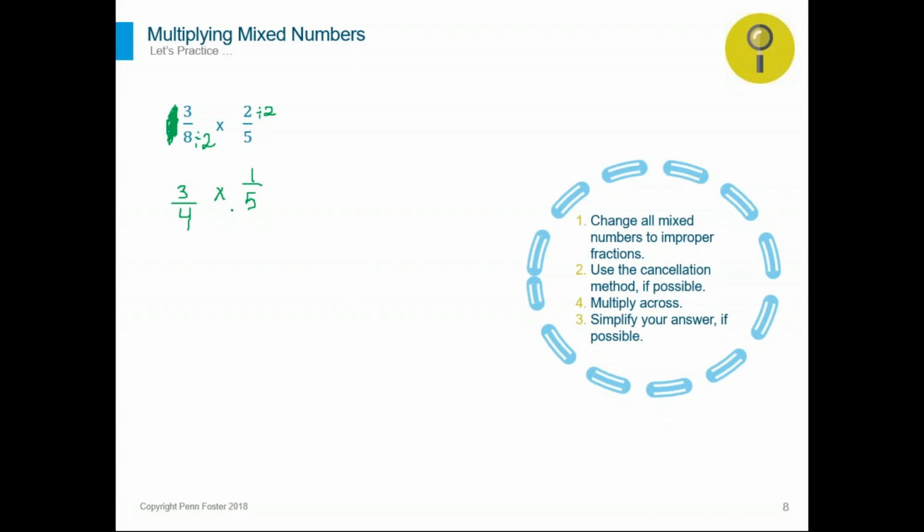Just multiply across. 3 times 1 is 3. And then 4 times 5 would be 9. I see 3 and 9. We can simplify the answer more. Divide over 3 and divide over 3, and that will give you 1 over 3. And that would be the product of these two fractions. Okay, questions? Anything that was not clear on why we have used the cancellation method and how?